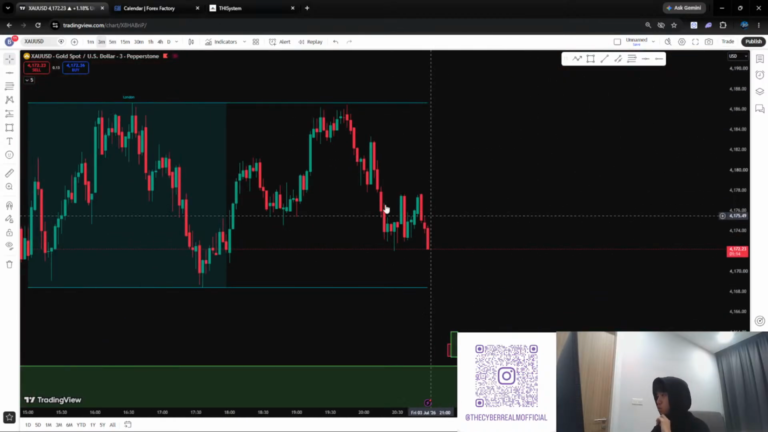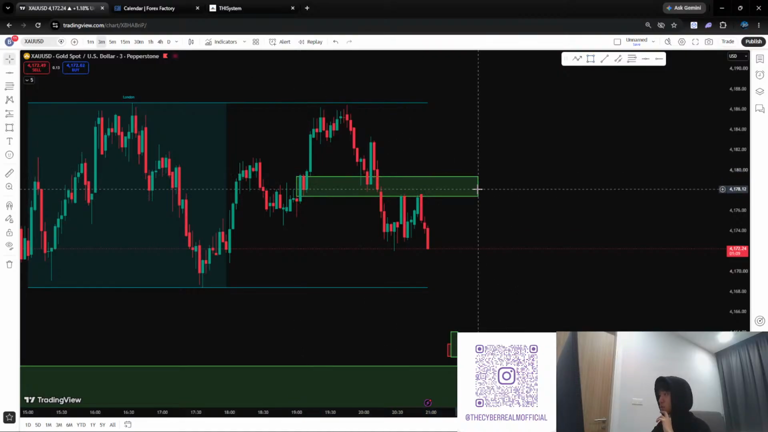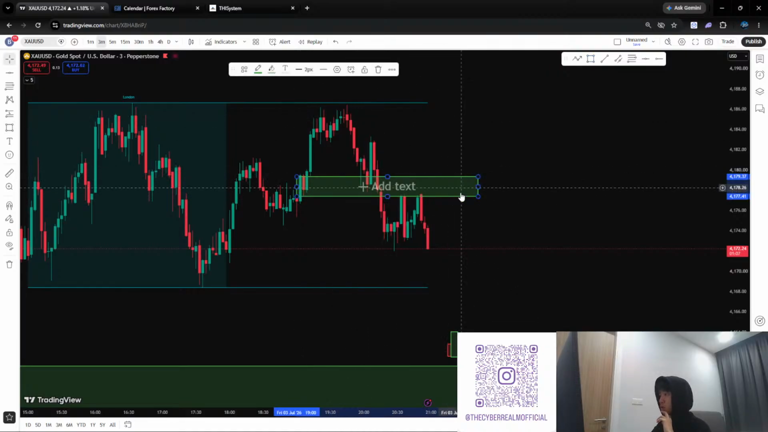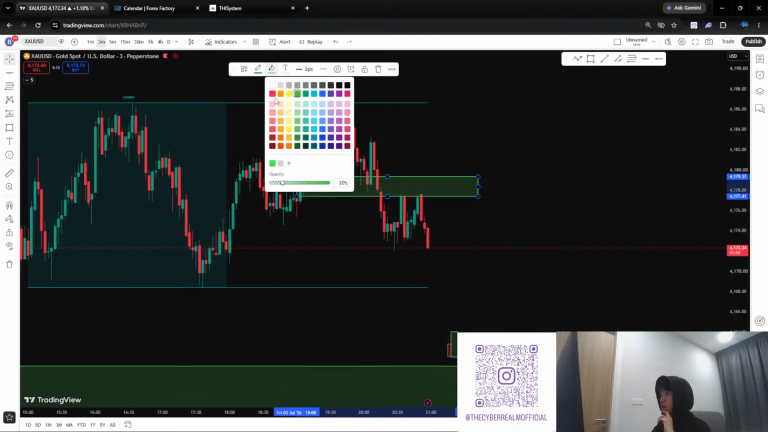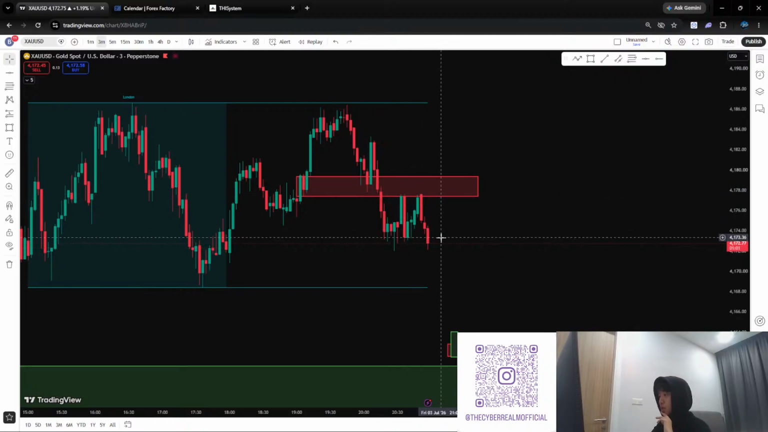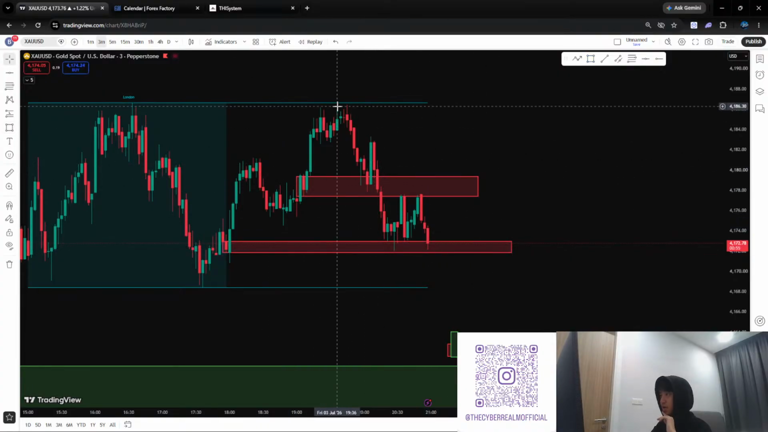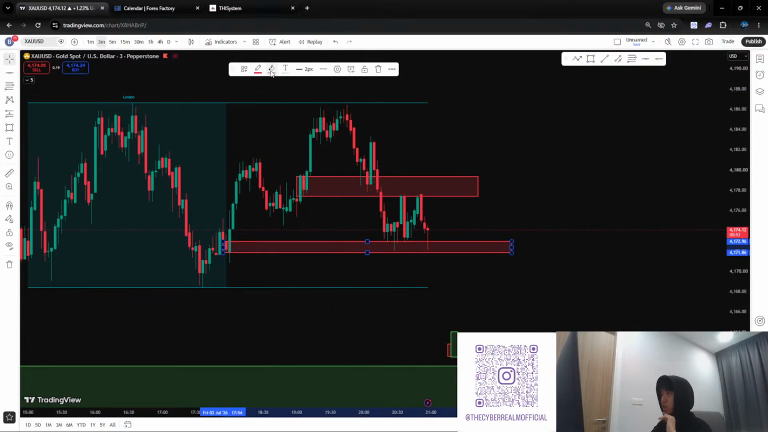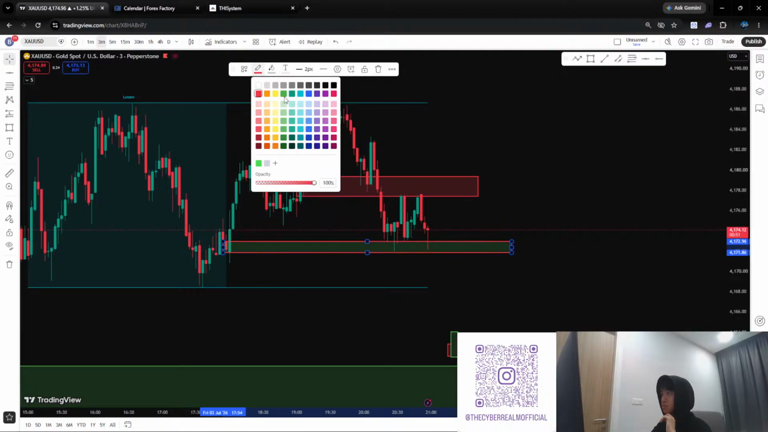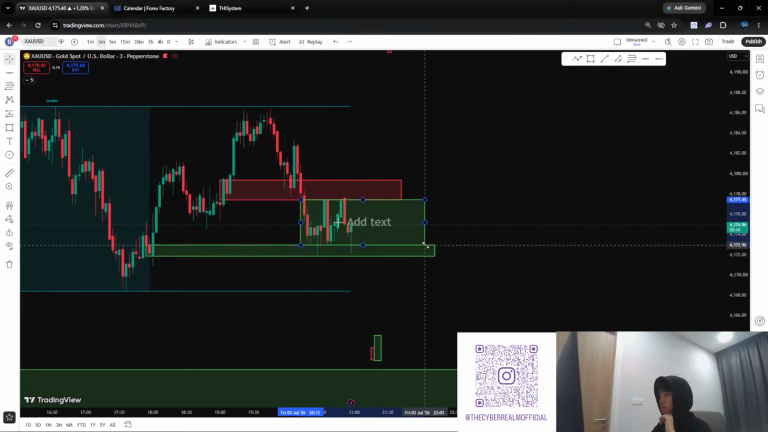Right now this thing is still going down. It might be because of this area right here. Because it did not manage to break this area, it is still coming down here. So it's basically fighting with this low and this high right here, ranging in this area. There may be many orders here, and then we can go for our strategy.